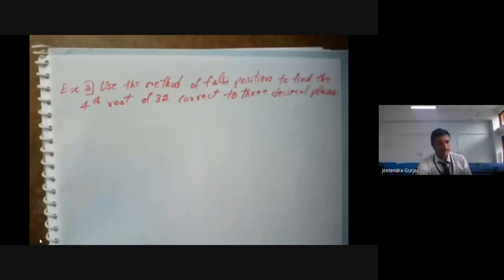So the third example that I have taken: use the method of false position to find the fourth root of 32 correct to 3 decimal places. Here it is 3 decimal places. So everyone, I will give the time. Just take 5 to 10 minutes. If you get the first answer, type it in the chat box.